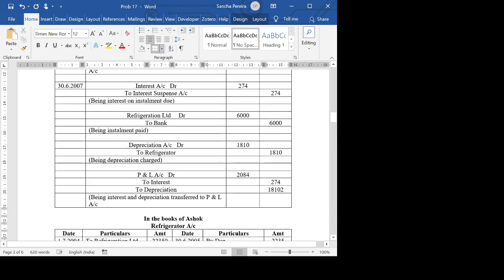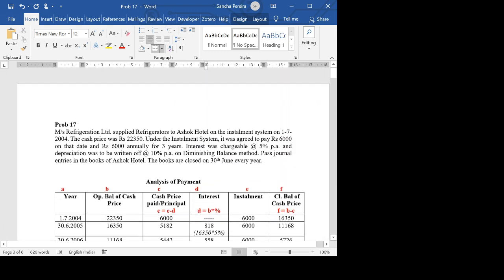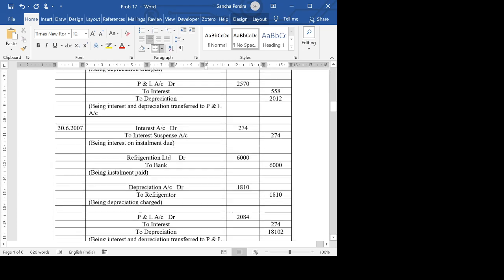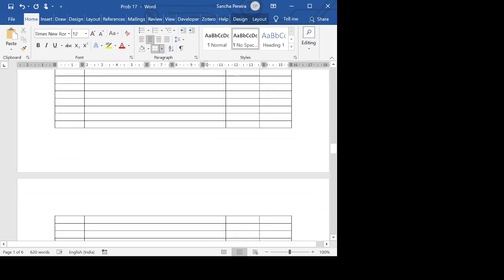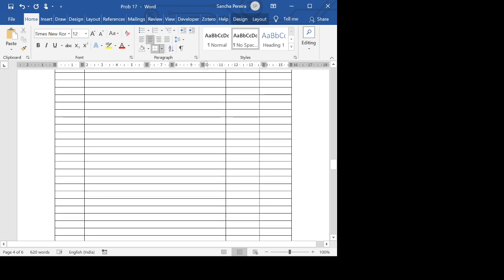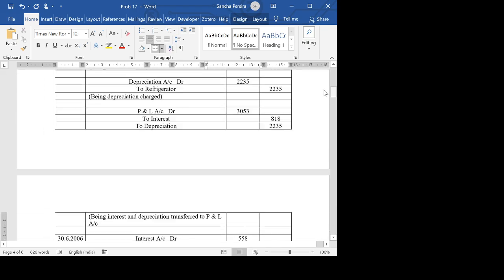Okay, the analysis of payment I'm not going to do again. I'm going to continue here itself. I'm not going to do the analysis of payment again because that's the same. Only the journal entries. Is that clear? Any questions, anyone? Any questions?